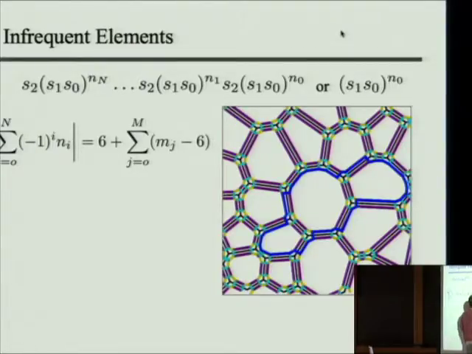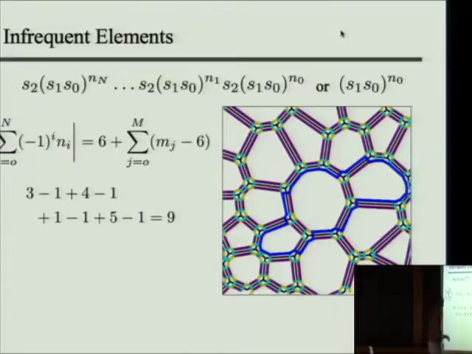In this case, say m_0 is going to be 6, because this one has 6 sides: 1, 2, 3, 4, 5, 6. This one has 8, and this one has 7. So there's going to be 3 terms here: 0, 1, and 2. And you add 6 to that. These seem like they're the same.